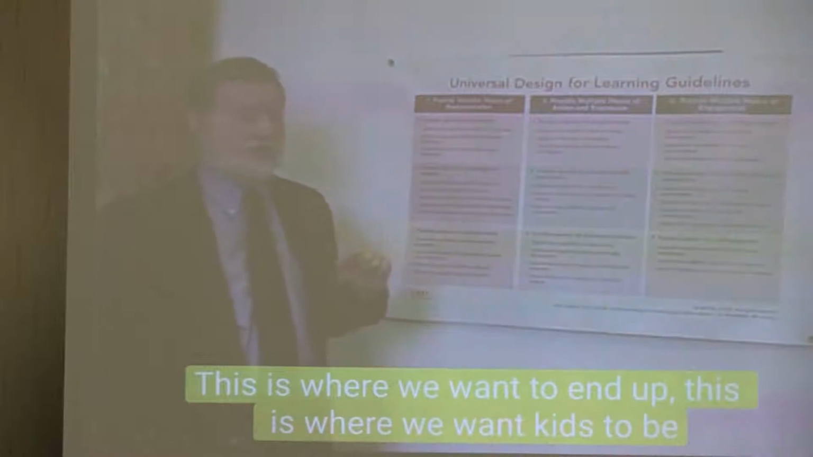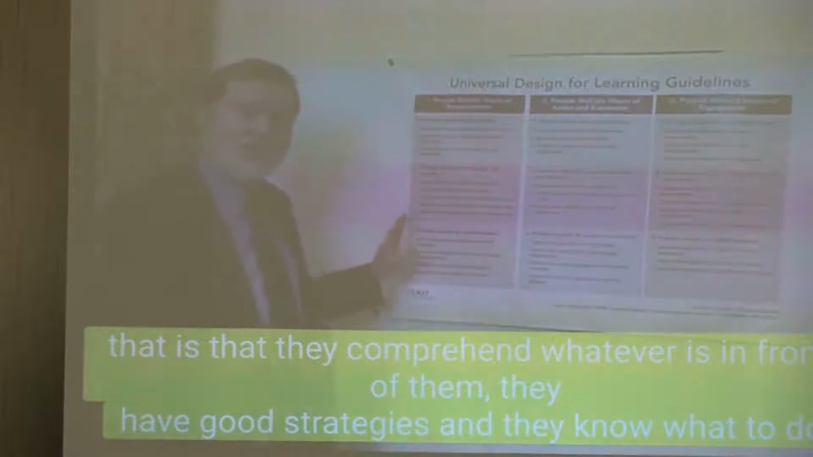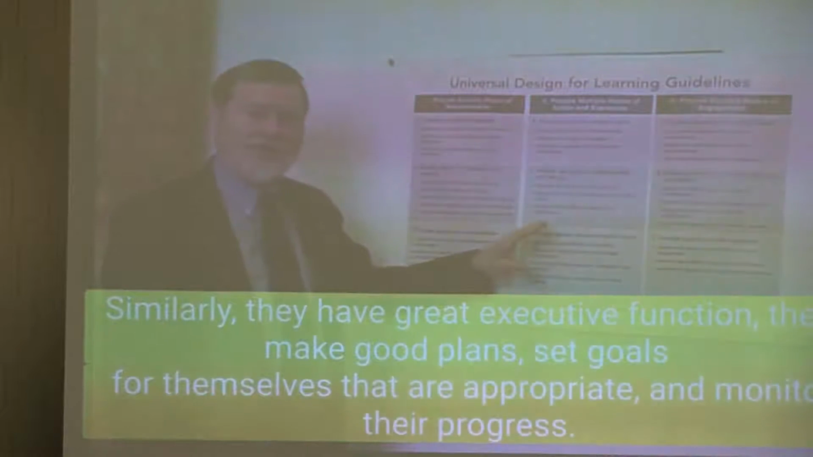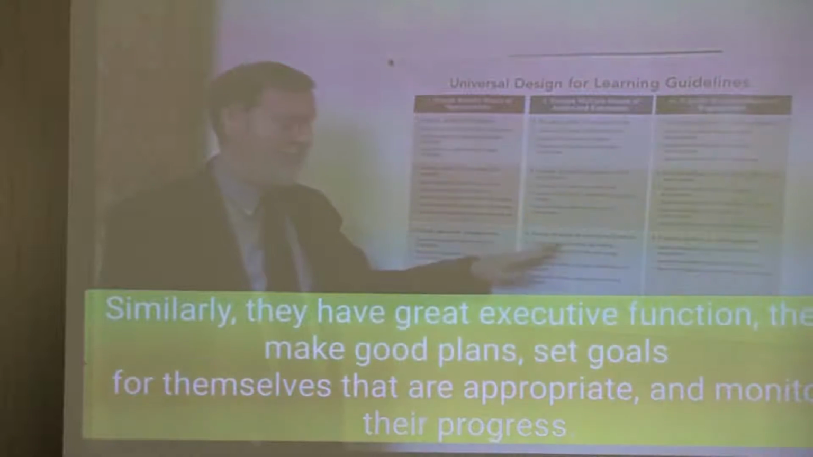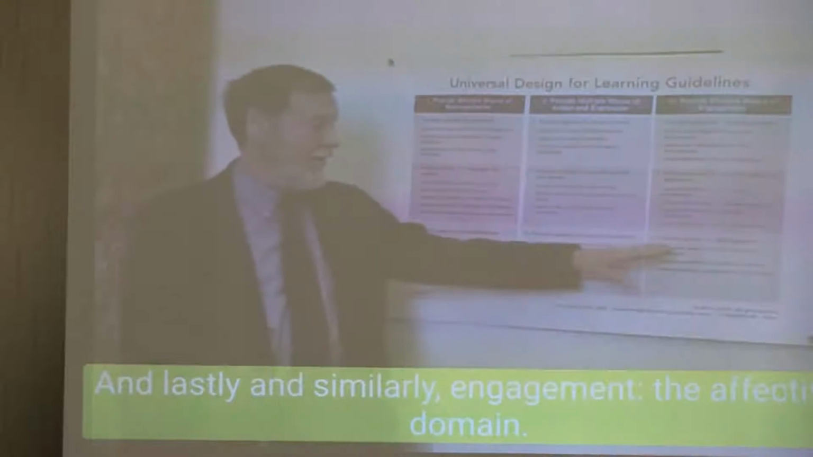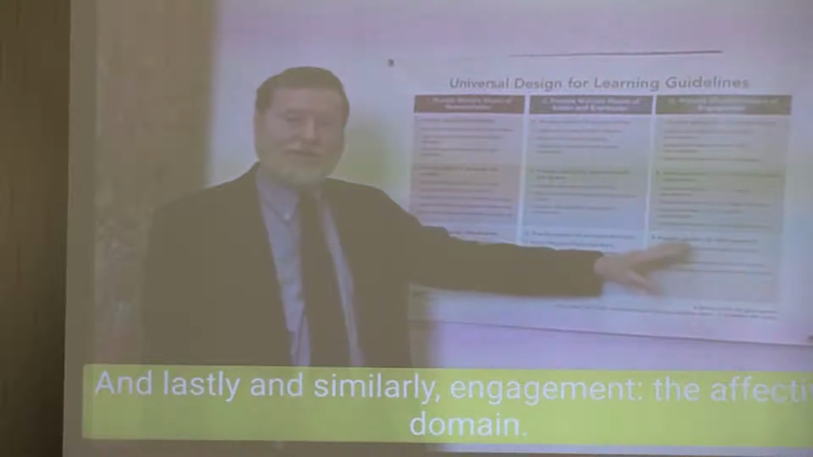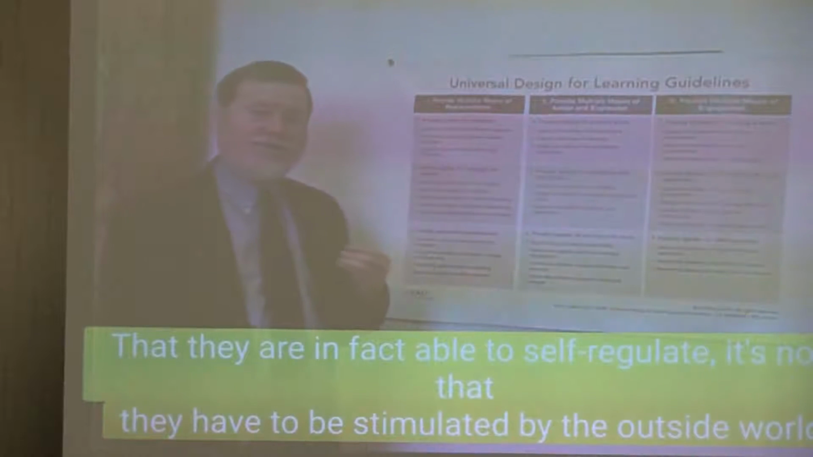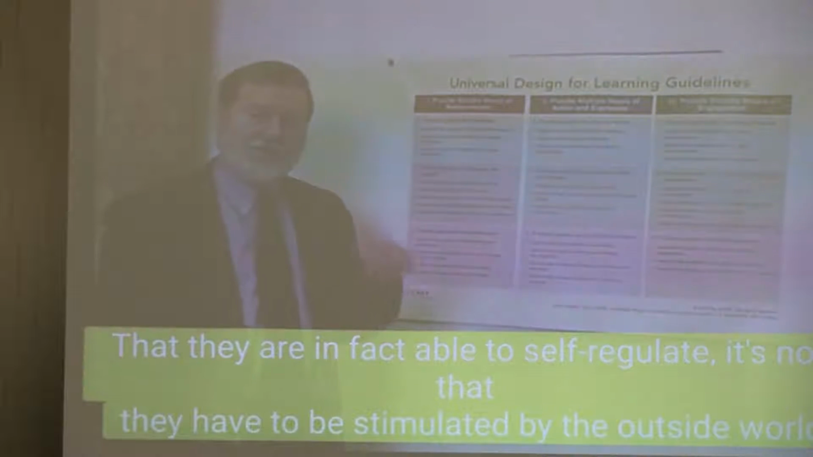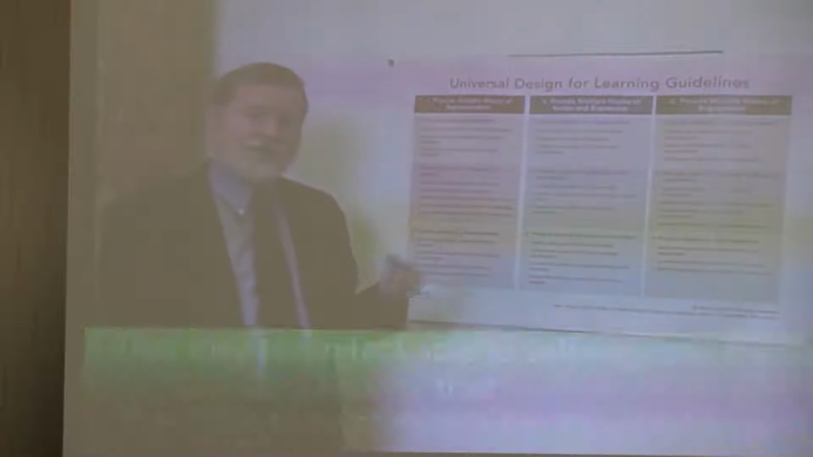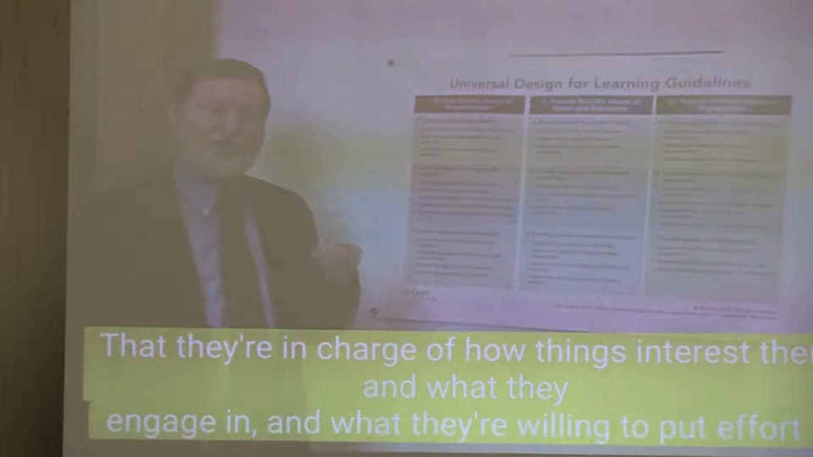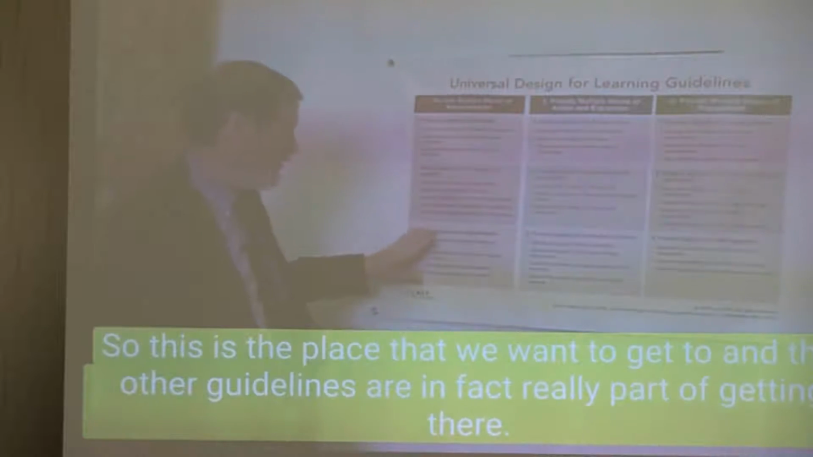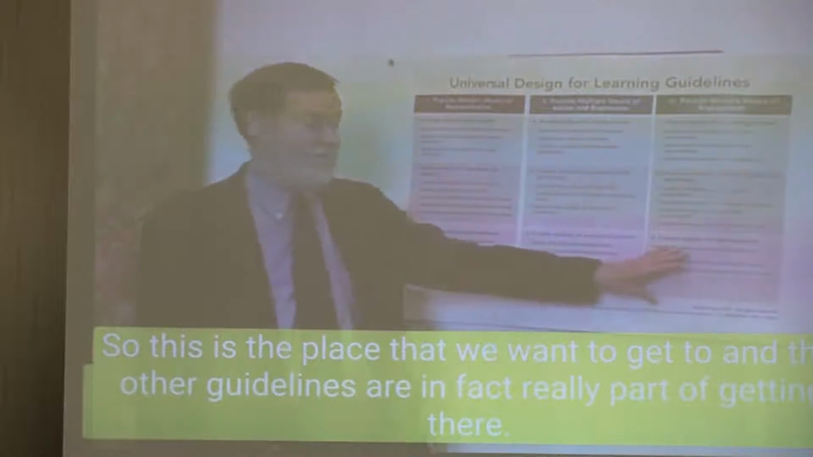This is where we want kids to be. That is, that they comprehend whatever's in front of them. They have good strategies. They know what to do. Similarly, they have great executive function. They make good plans, set goals for themselves that are appropriate, and monitor their progress. And lastly, similarly in engagement, the affective domain, that they are, in fact, able to self-regulate. It's not that they have to be stimulated by the outside world, that they're in charge of how things interest them, what they engage in, and what they're willing to put effort in. So this is the place we want to get to.